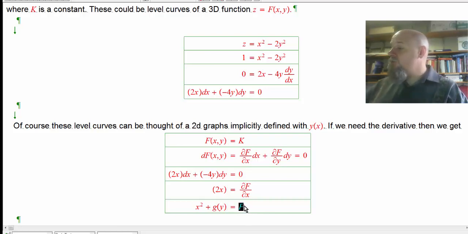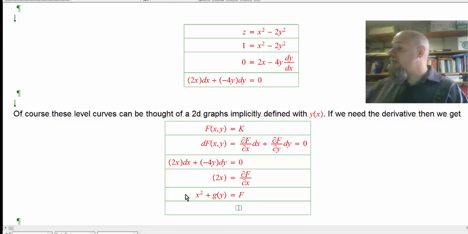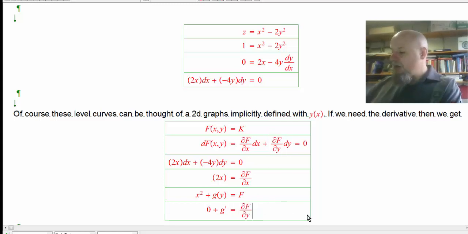So now I know everything about the unknown function except I don't know what this g of y is. But if I were to differentiate this equation with respect to y, I would get, well, okay, the derivative of x squared with respect to y is 0. The derivative of g with respect to y would be g prime, and that should be equal to the derivative of f with respect to y, which is that, which we're saying is this minus 4y. Well, now I've got g prime is equal to minus 4y.